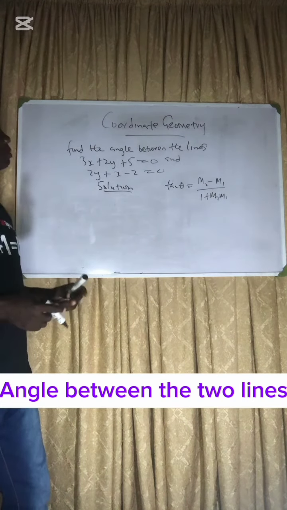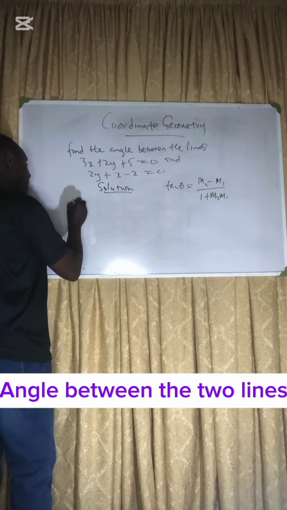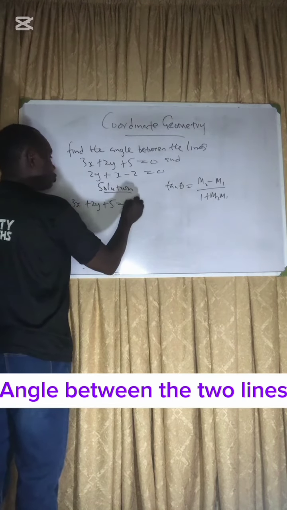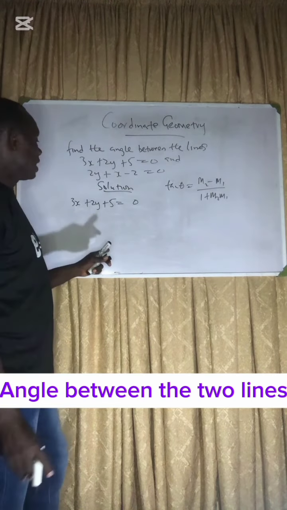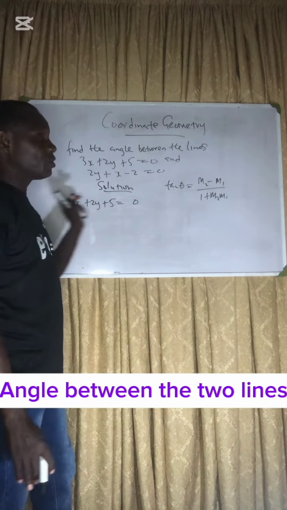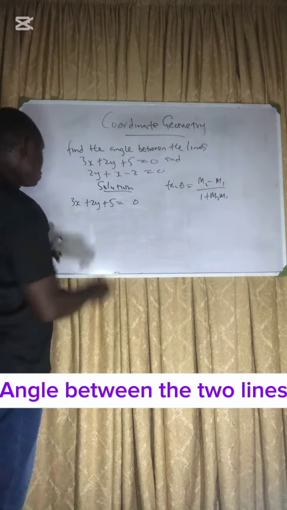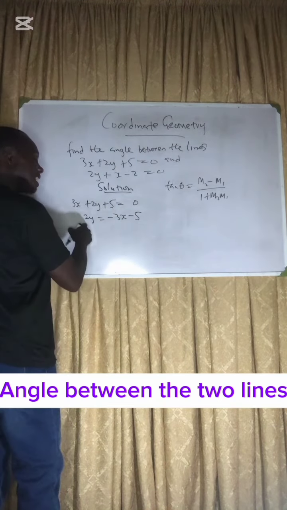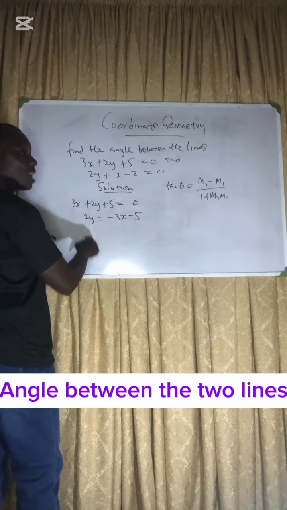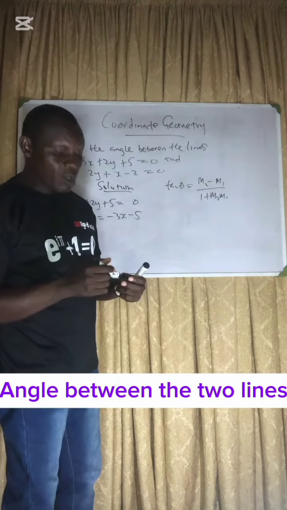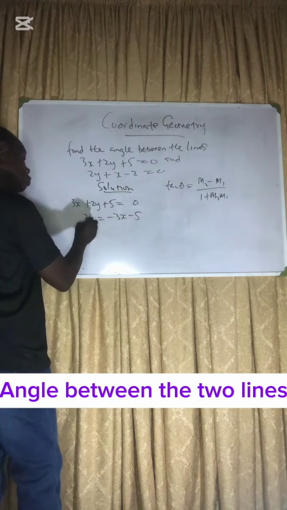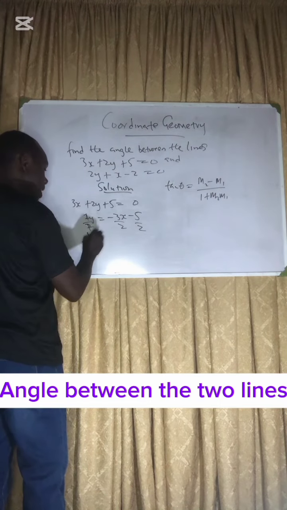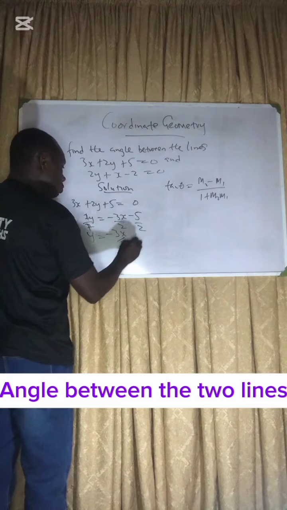So we take the first equation. Equation 1 says 3x + 2y + 5 = 0. What I need to do here is keep 2y on the left-hand side. Every other term has to cross the equality sign, so I have 2y = -3x - 5. I have to make sure that y stands alone, so I divide all through by the coefficient of y, which is 2. So this cancels, and I have y = -3x/2 - 5/2.